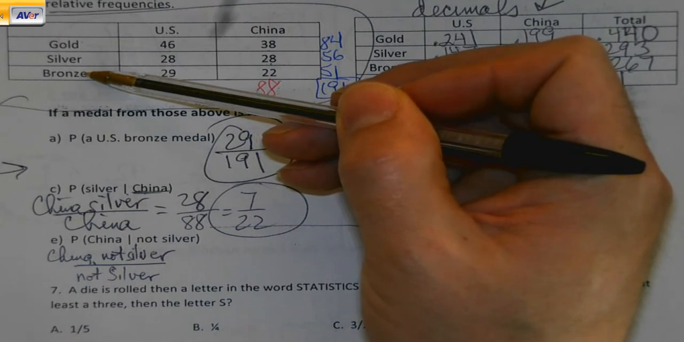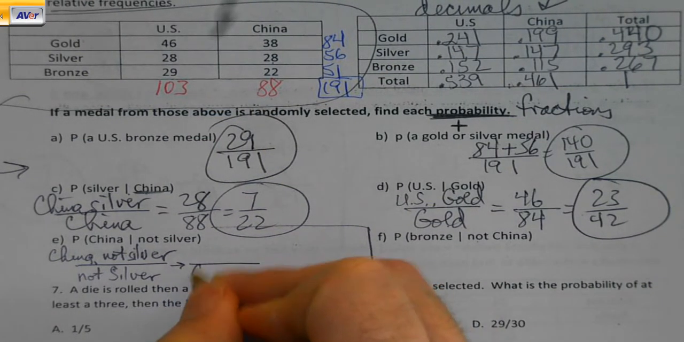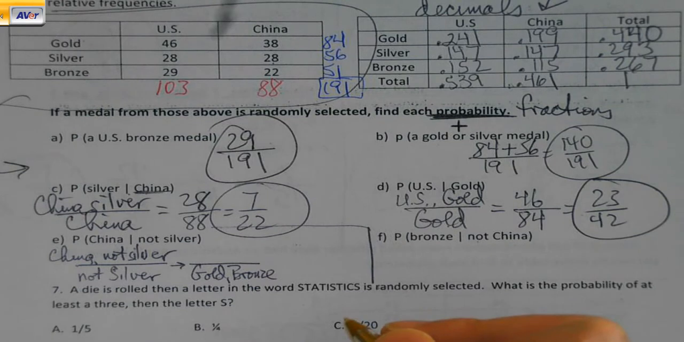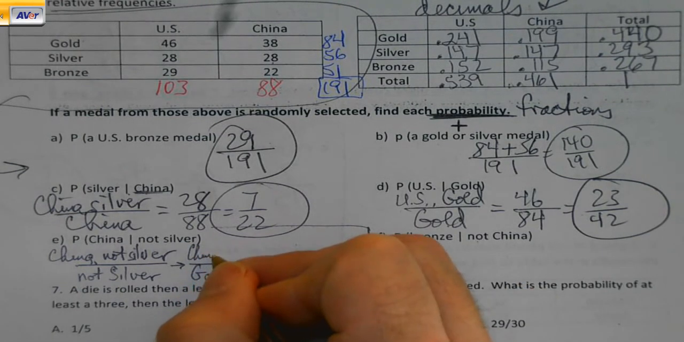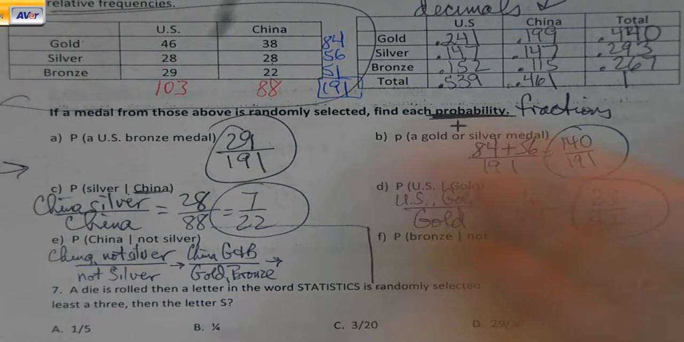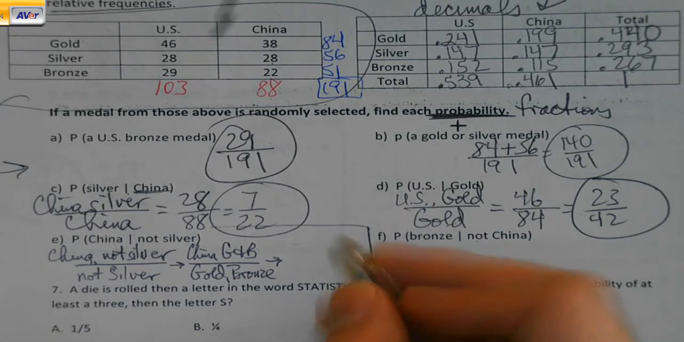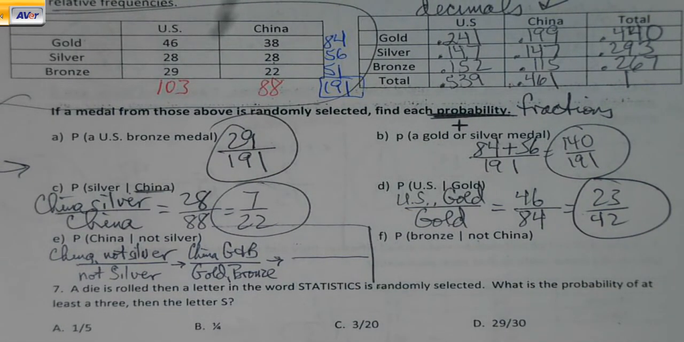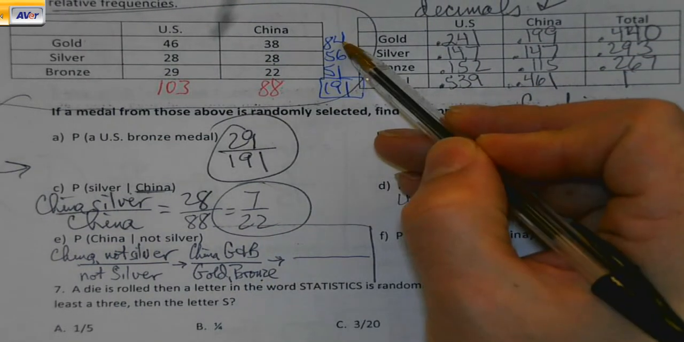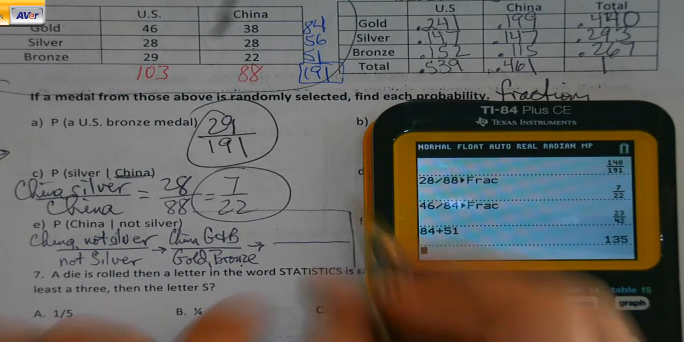So another way you could look at this would be gold and bronze on the bottom, and China, gold, and bronze on the top, depending on if you don't want to subtract but add things together. We're all different that way. So no matter which way I look at it, okay, not silver, or gold and bronze. Okay, gold is 84, bronze is 51. So 84 plus 51, 135.